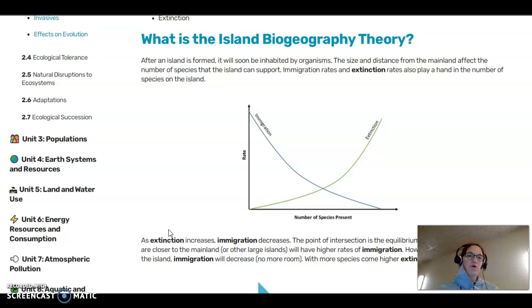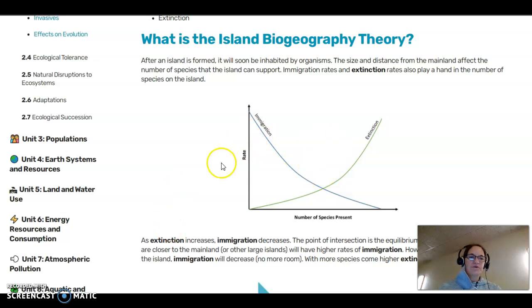But there are some things that play a role in how long that process actually is, and two of those things are primarily the size of the island. So the larger the island, the more room, the more space, the more likely it is to be able to support a larger number of species. And then also the distance that island is from the mainland. The further away an island is from the mainland, the less likely it is to become inhabited by certain species. And that plays a really big role in what organisms actually occupy that island.